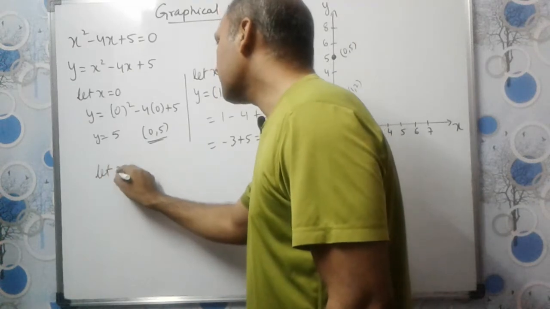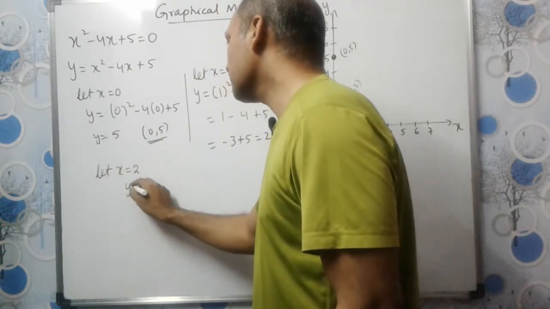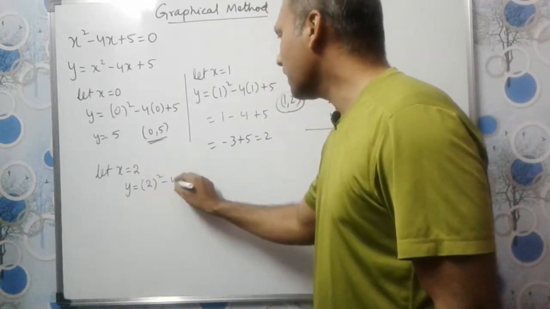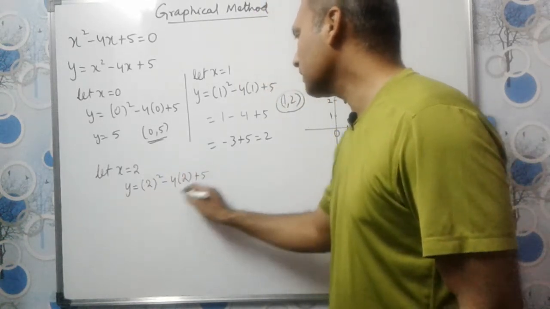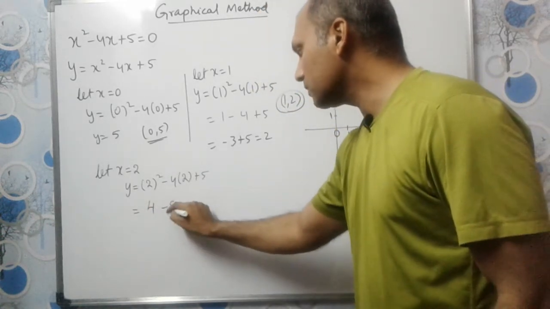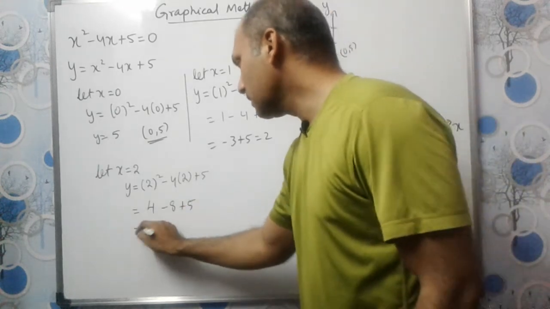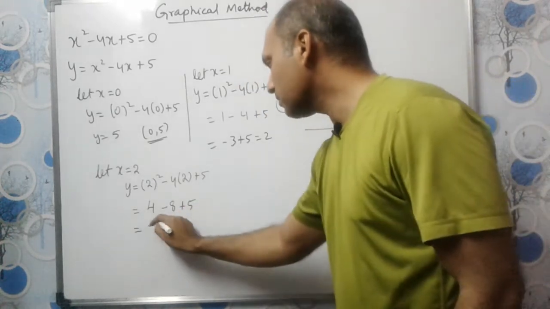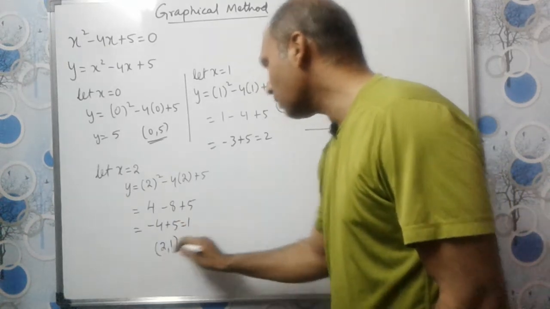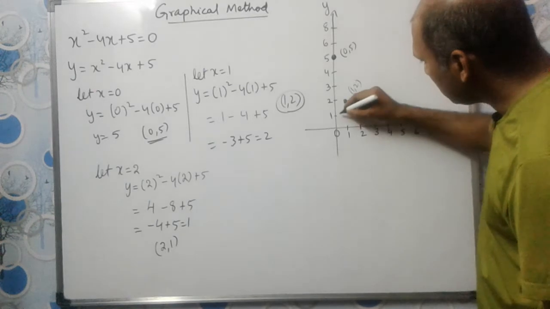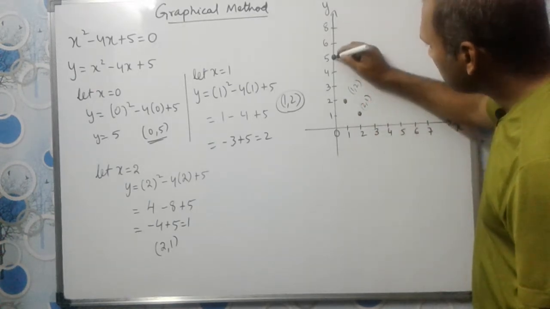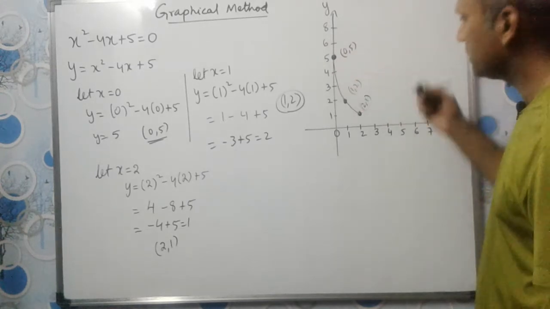Now let x is equal to 2. So if x is equal to 2, what is the value of y? y will be equal to 2 square minus 4 into 2 plus 5. So this will be equal to 2 square is how much? 4, minus 4 2s are 8, plus 5. So 4 minus 8 is how much? Minus 4. Minus 4 plus 5 is equal to 1. So this is 2 comma 1. So this is 2 and this is 1. So the point is here, 2 comma 1. So let us connect these points.